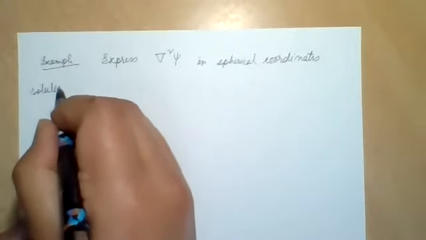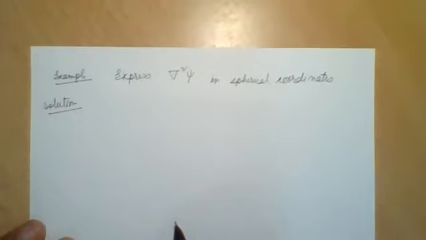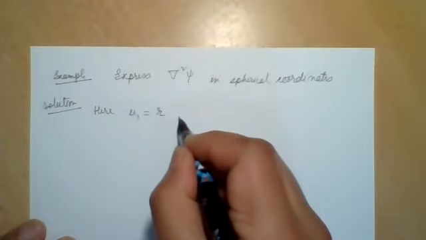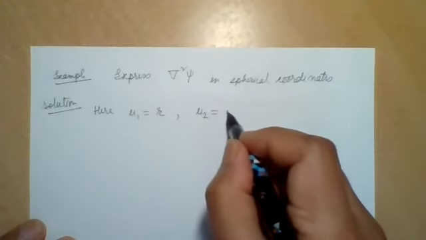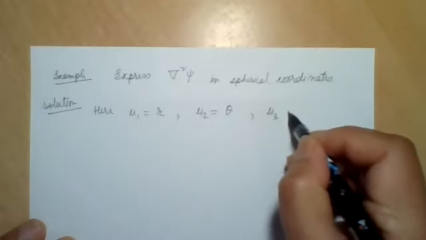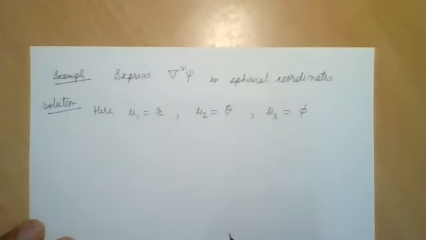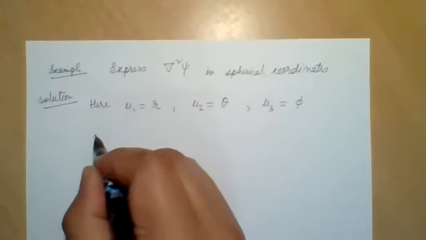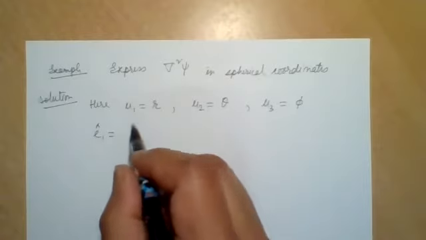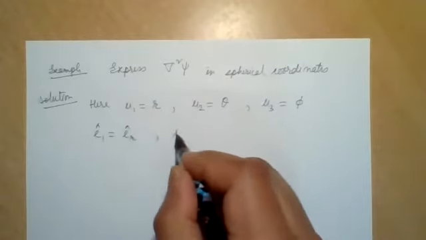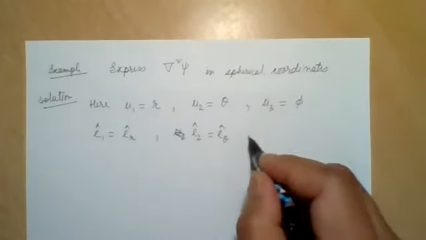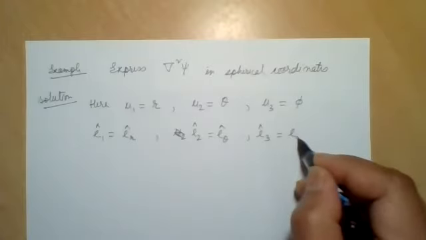So the solution here for spherical coordinates: u1, the first coordinate is r, u2, the second coordinate is theta, and u3, the third coordinate is phi. In spherical coordinates, the first coordinate is r, the second coordinate is theta, the third coordinate is phi. Then the unit vector E1, the unit vector along the first coordinate, is E r. The unit vector along the second coordinate, E2, is E theta. And the unit vector along the third coordinate is E phi.